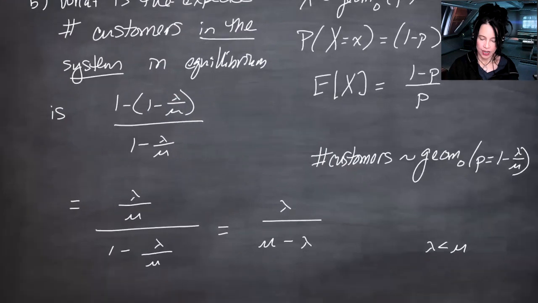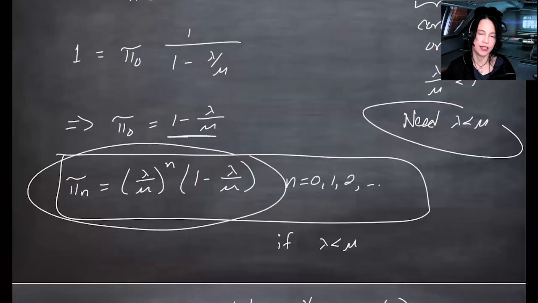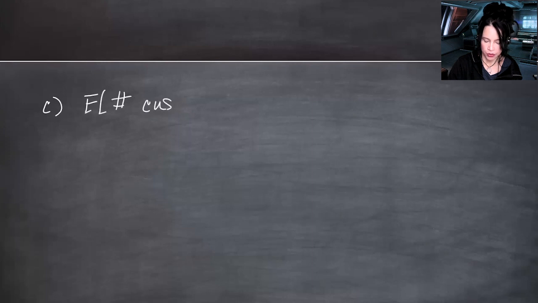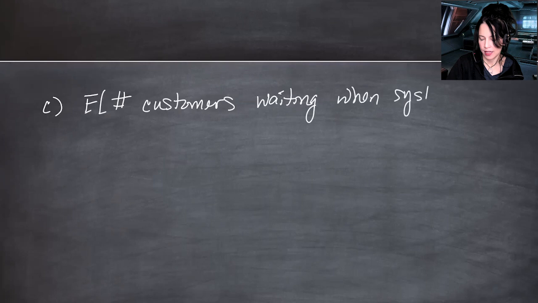One more question here, and you won't have to do these sorts of things on the exam. At most, you'll see them on the review problems. But I want to put a part C here. What the heck? I'm going to put a part C. The expected number of customers waiting when the system is in equilibrium.